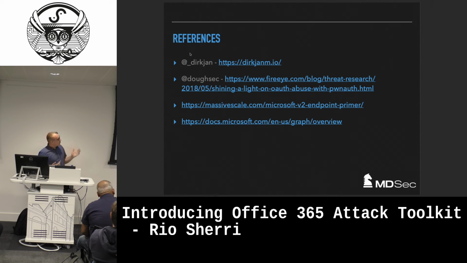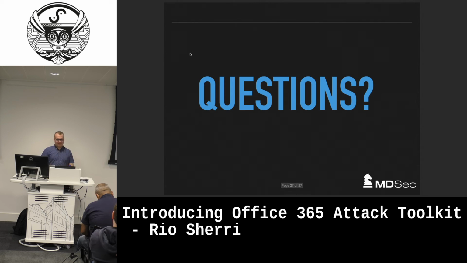I also wanted to mention MassiveScale.com, which is quite useful and explains all this Microsoft Cloud stuff really well. And as always, the site that I spend most of my life in is docs.microsoft.com, which contains all the information about the Graph API and any kind of Microsoft products. So yeah, I think I'm quite ahead of time, which is cool. So we have a lot of time for questions.